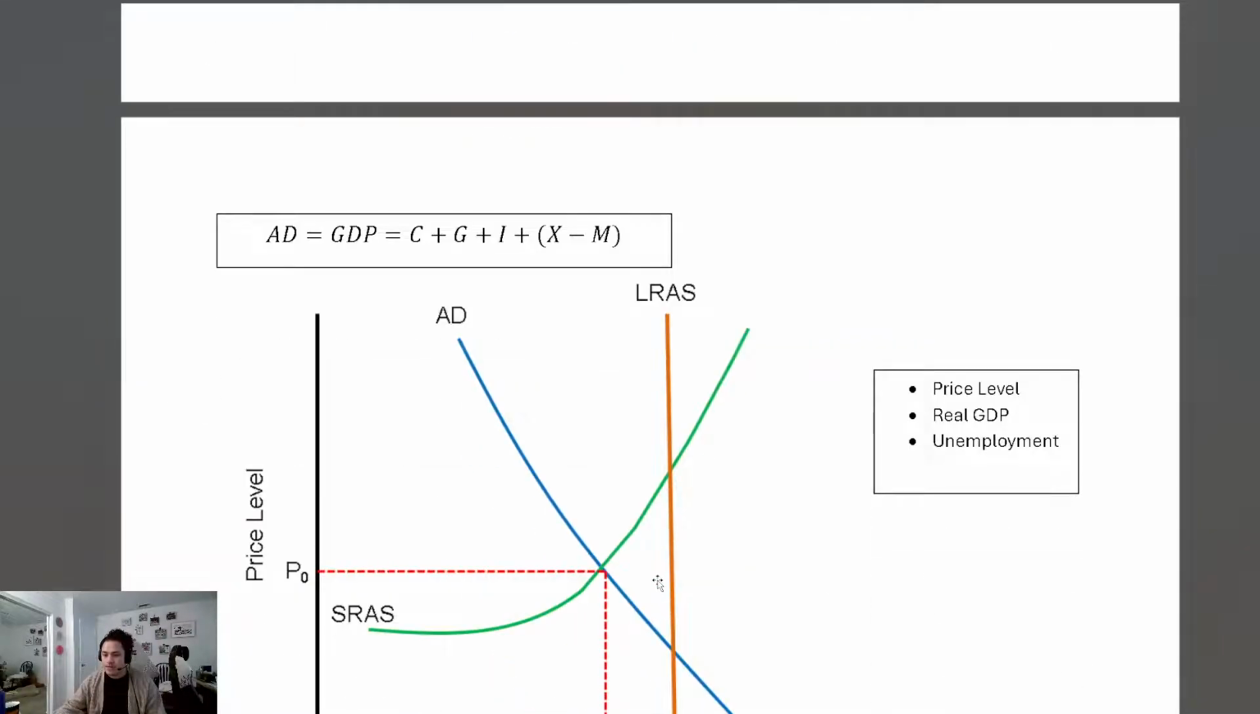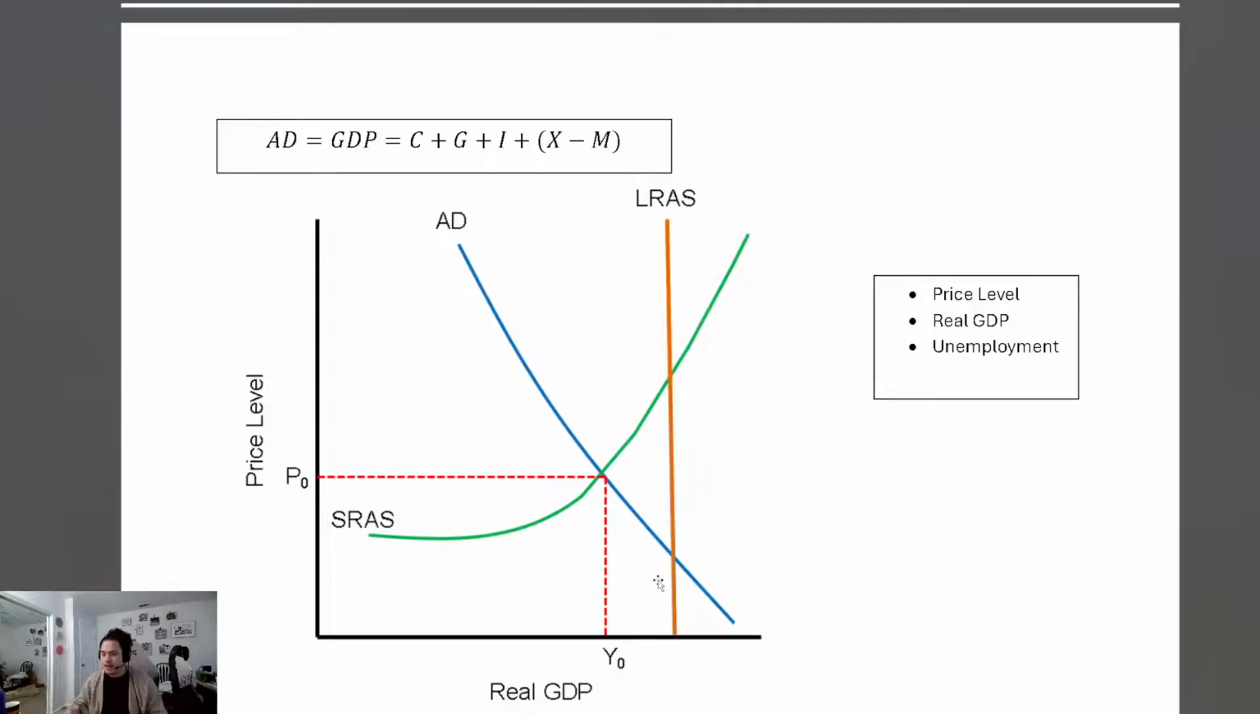Let's take a look at what happens if we do the opposite, if we implement some contractionary fiscal policy. These would look like an increase in income taxes, or an increase in corporate taxes. These are all potential options for contractionary fiscal policy.